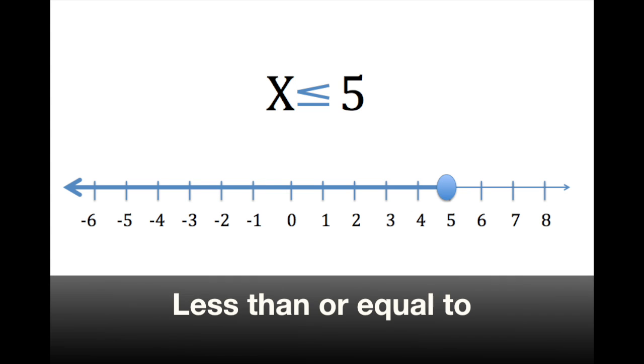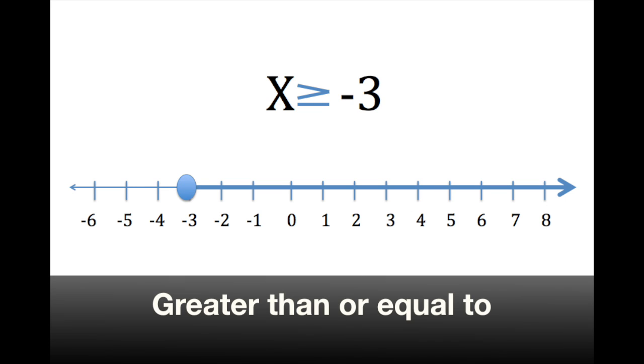If x is less than or equal to 5, we put a shaded dot on 5, indicating that it can equal 5. And then, of course, we shade the number line to the left, indicating that it can also equal any number less than 5. If x is greater than or equal to -3, we would put a solid dot on -3, indicating that it can equal -3. And we would also shade in the arrow to the right, indicating that it could also equal any number greater than -3.